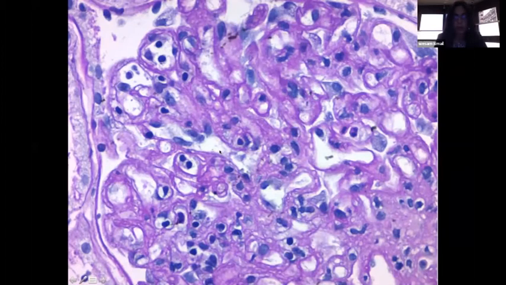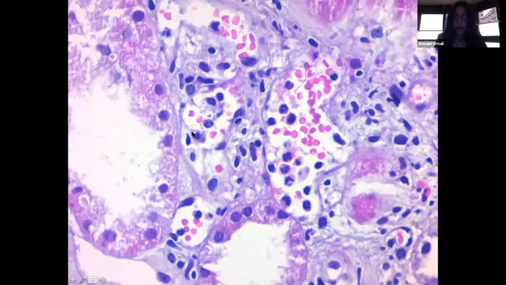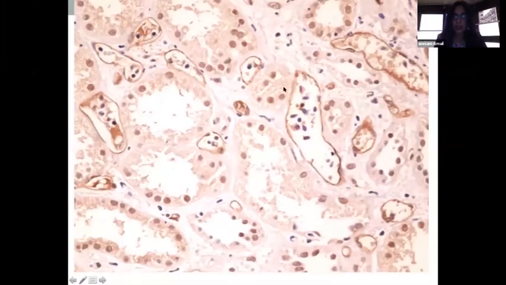and you can see the glomerular basement membrane duplication, and this is what we call transplant glomerulopathy. The other side of microvascular inflammation is the peritubular capillaritis, or inflammation within peritubular capillaries. You can see a lot of neutrophils and lymphocytes within the peritubular capillaries, and this is usually correlated with the C4D positivity. And so this is what we call microvascular inflammation.